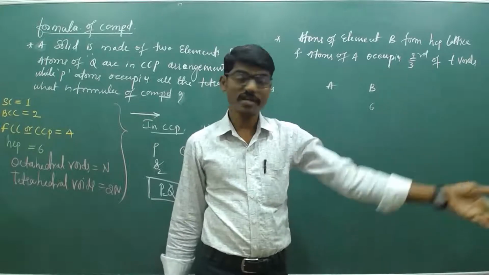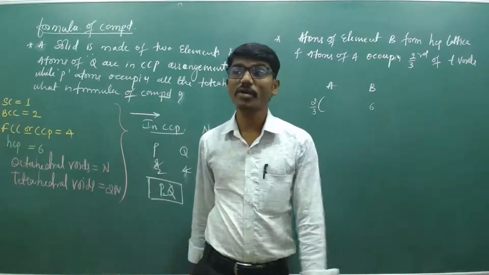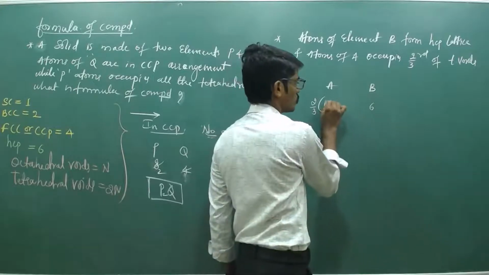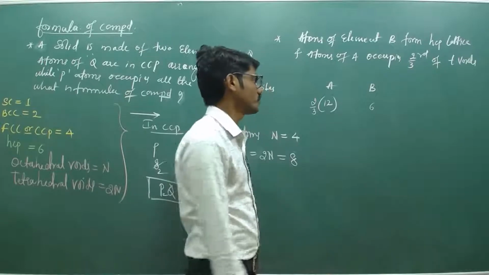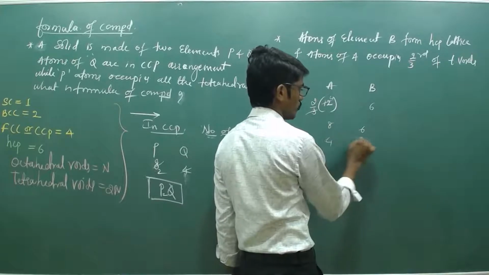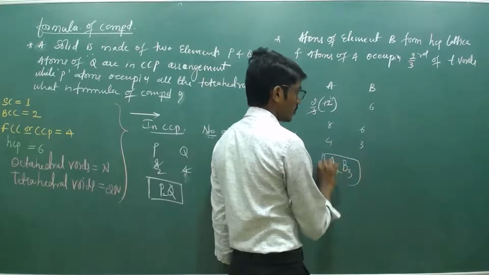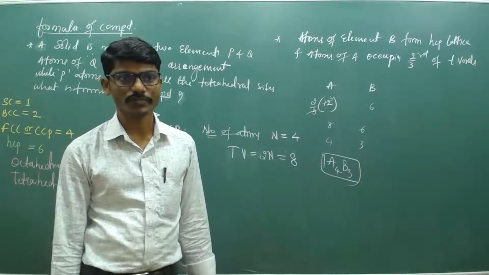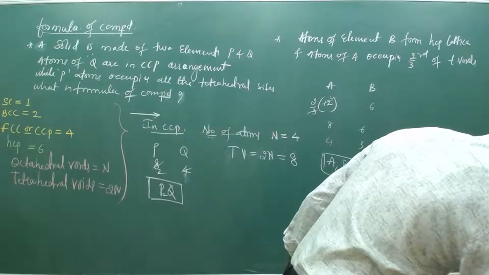A occupies 2/3 of the tetrahedral voids. Tetrahedral void is 2n. Since n is equal to 6, the tetrahedral void is 12. So this is the formula. Now you can simplify: 6, 8, 4, 3. So therefore the formula is A4B3. Simple enough? Right. Solve one more problem.